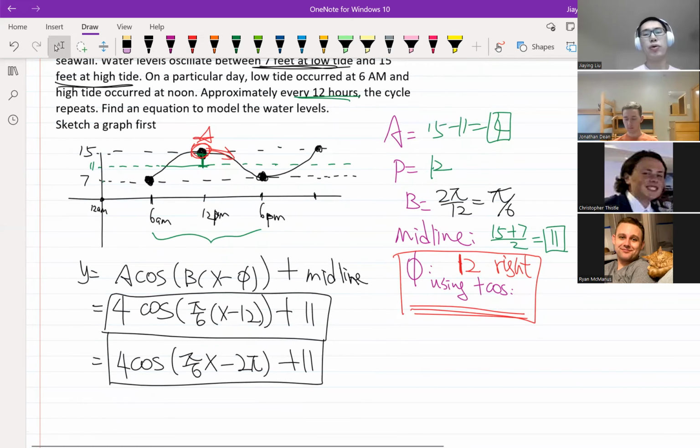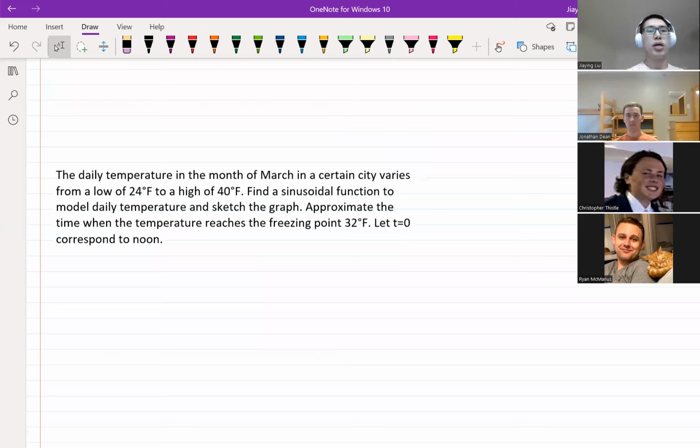All right, so here's one more example we can practice. It says the daily temperature in the month of March of a certain city varies from a low of 24 degrees to a high of 40 degrees. We're going to find a sinusoidal function to model the daily temperature and sketch the graph. It also says approximate the time when the temperature reaches the freezing point, 32 degrees. But it also says let t equals 0 correspond to noon.